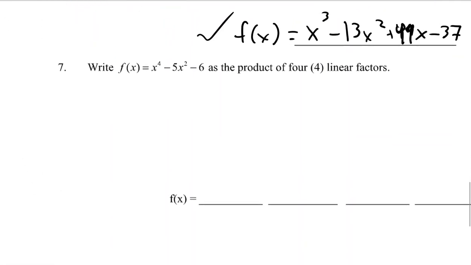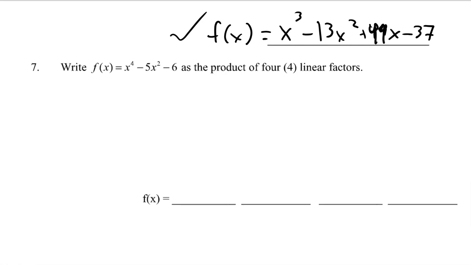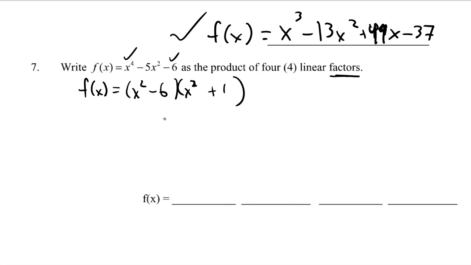Write this as the product of 4 linear factors. Okay, so in other words, find the factors. I'll remind you what linear factors are at the end. So, why don't we try to factor it? Factoring works for more than just quadratics. x squared times x squared gives me x to the 4th. Minus 6 times positive 1 gives me negative 6. And if I FOIL this, the outer combined with the inner would be minus 5x squared. So that's how that factors.